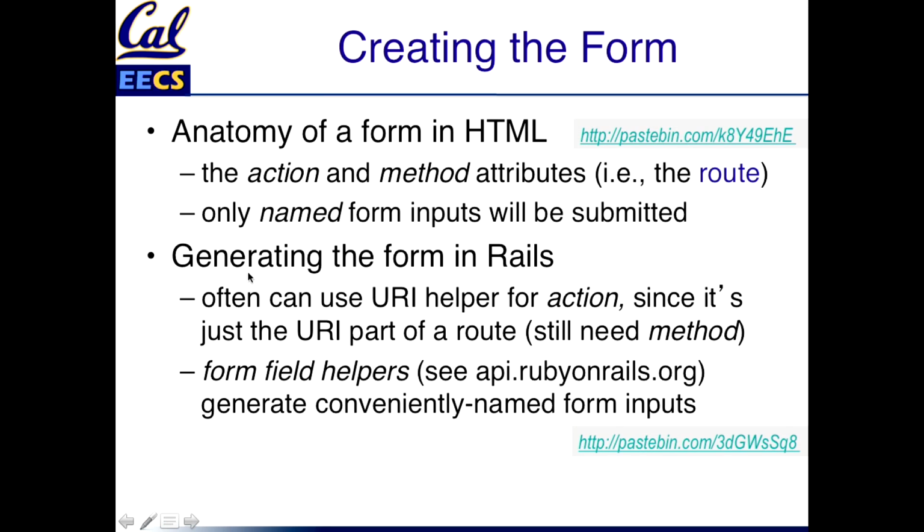So we're going to generate the named form. Only the inputs that have name attributes are going to be submitted. And we can often use a URI helper for the action part of that form.